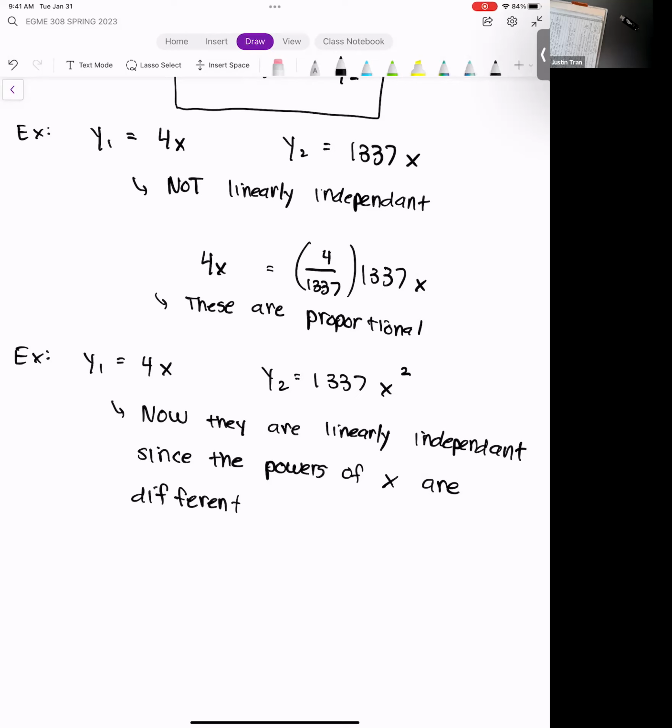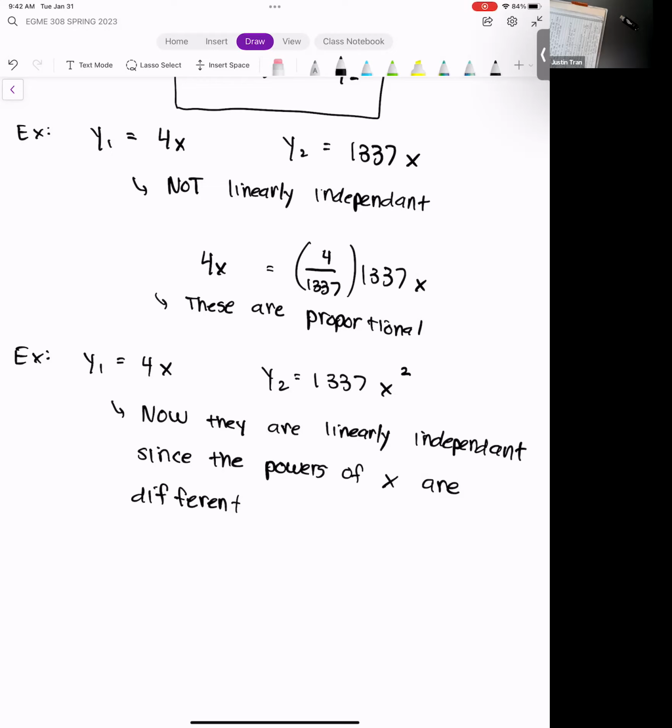Linear independence sounds very mathy and dense, but that's all it means. When you're looking at two functions and checking to see if they're linearly independent, basically you're just checking the power of x. So if they're the same, most times they're not going to be linearly independent, but if they're different, then they are.